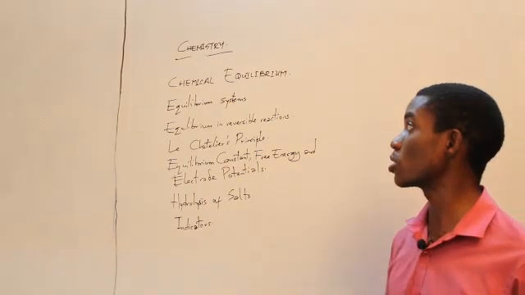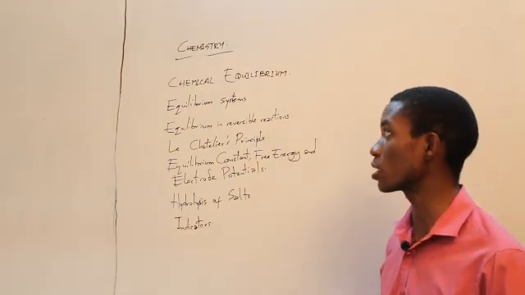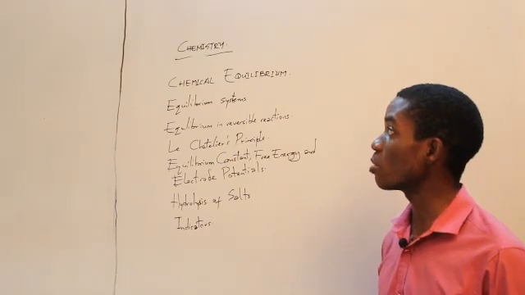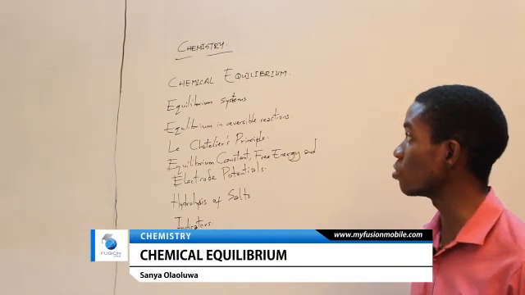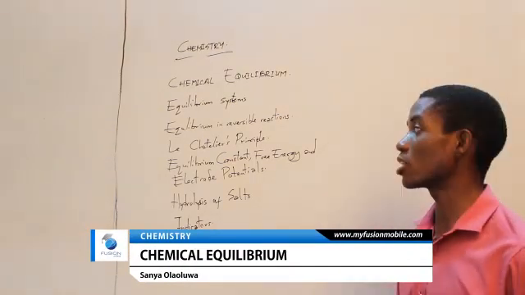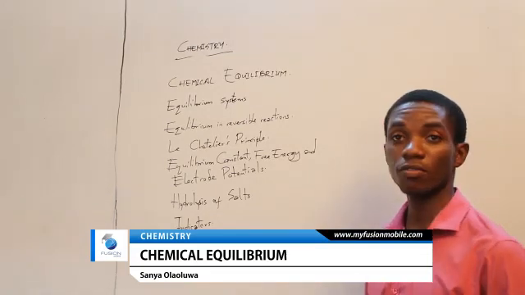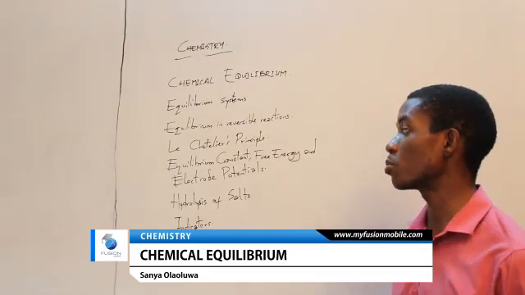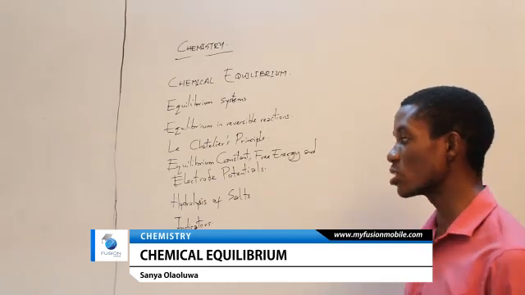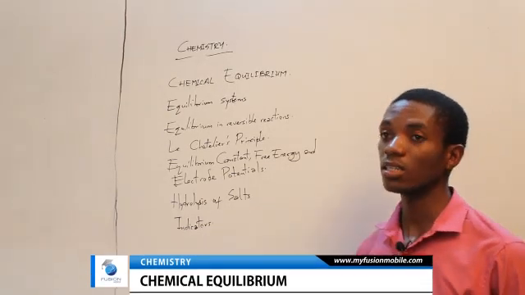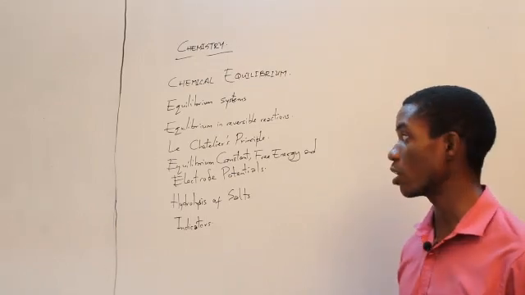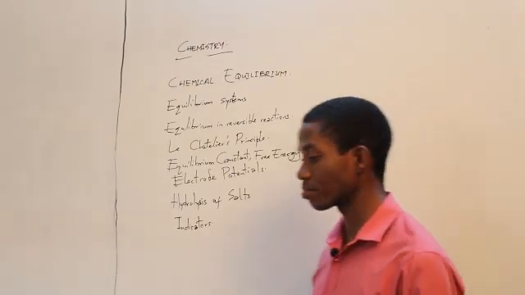In this lesson we'll be looking at chemical equilibrium, and we'll look at it under the topics: equilibrium systems, equilibrium in reversible reactions, Le Chatelier's principle, equilibrium constants and free energy and electrode potential once again, and then consider the hydrolysis of salts and indicators. Alright, let's start.